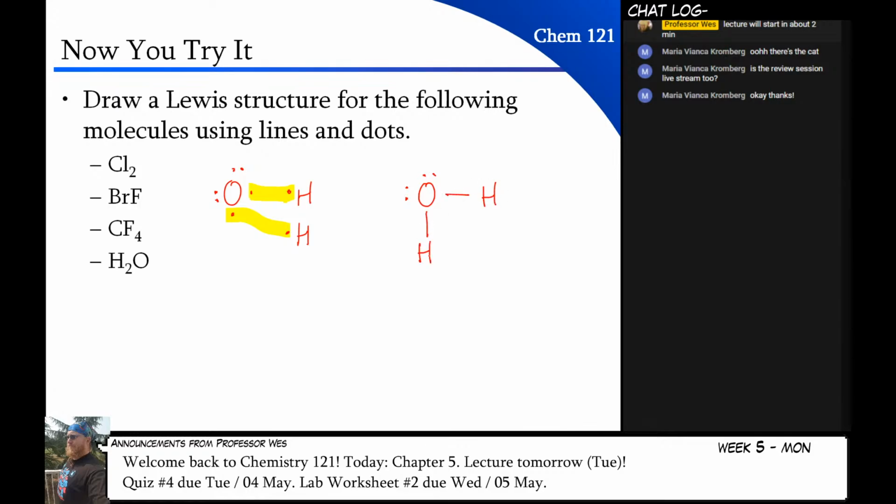And there you go. I didn't check for octets on any of those, but you could do that if you'd like. You'll see that all of them have octets. So all the structures are good. That's the gist of drawing simple Lewis structures.